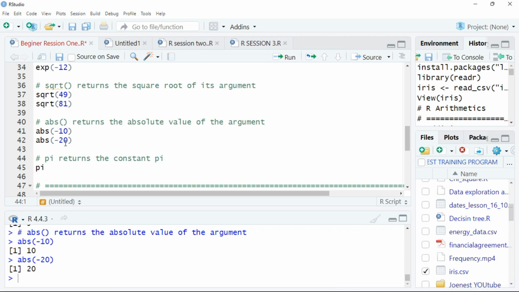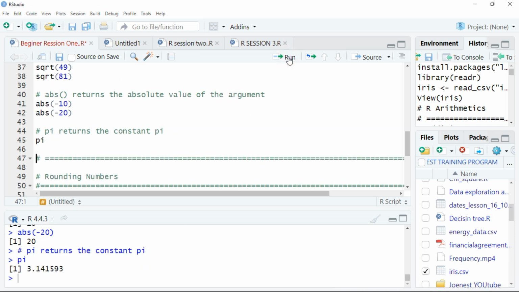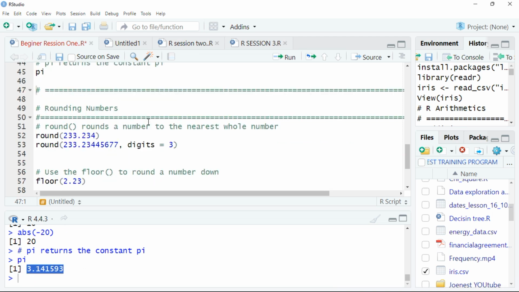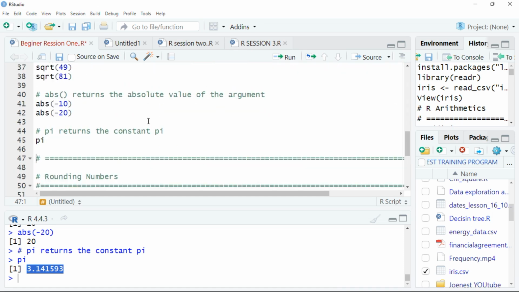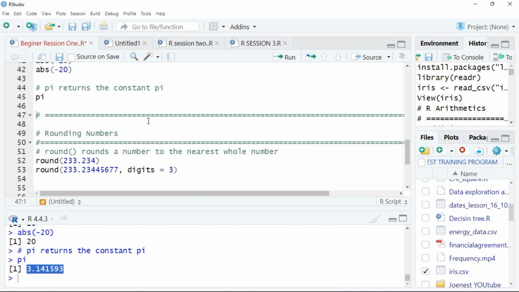And then the pi returns the constant pi. At the end of the day, you just type pi, and once you do, you get our standard value, 3.14159. That's how these two behave.